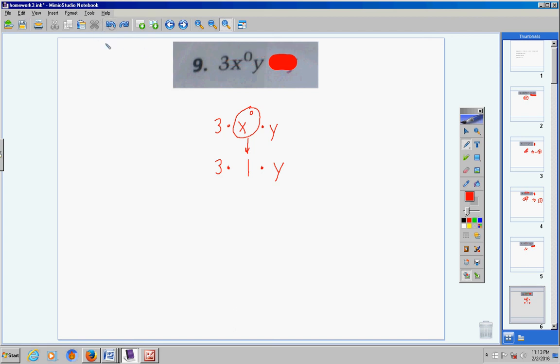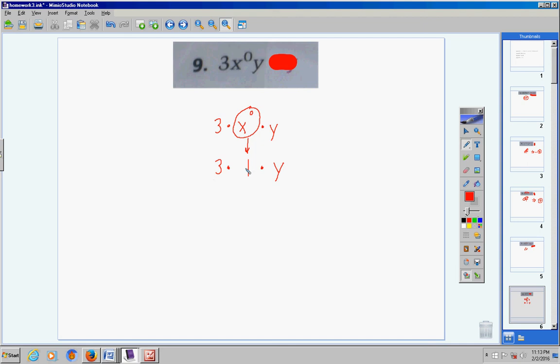Now, if the problem would have looked like this, 3xy in parentheses with a 0 out here, then yes, the whole answer just becomes 1 because you've got this whole expression to the 0 power. In other words, you would multiply the 0 through: 3 to the 0, x to the 0, y to the 0. That's 1 times 1 times 1, which is 1. But we don't have that here. The only thing to the 0 power is x. So this becomes 1.